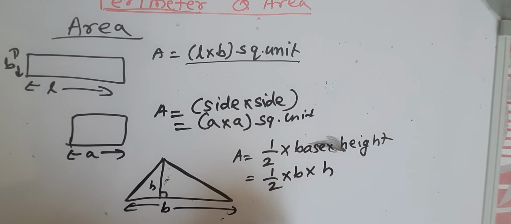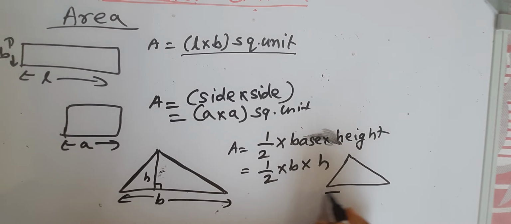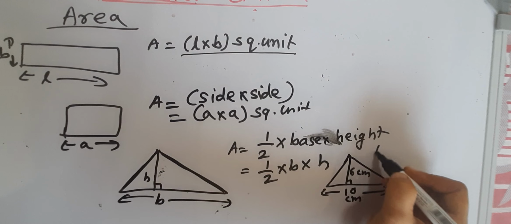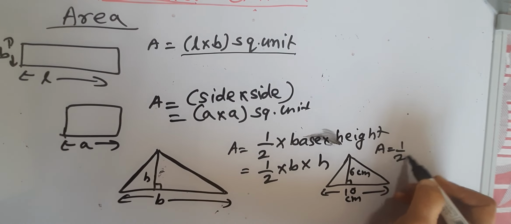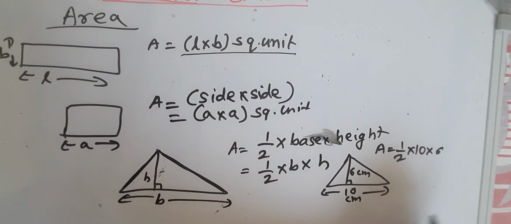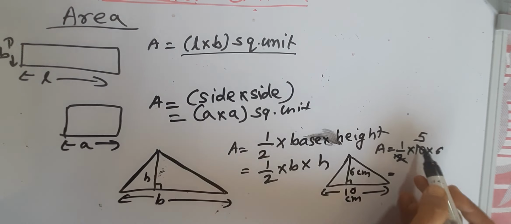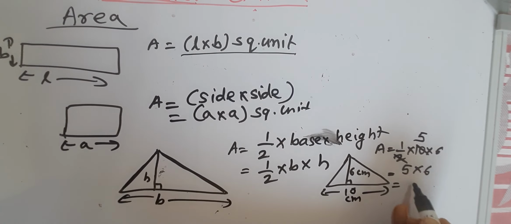Okay, let's understand with an example. Suppose this is triangle, okay, and its base is 10 centimeter and the height given is 6 centimeter. Okay, how we can find out the area? We know area is half into base into height. Okay, so this we can divide, that is 5, that is 5 into 6, and that is equals to 30 square centimeter.